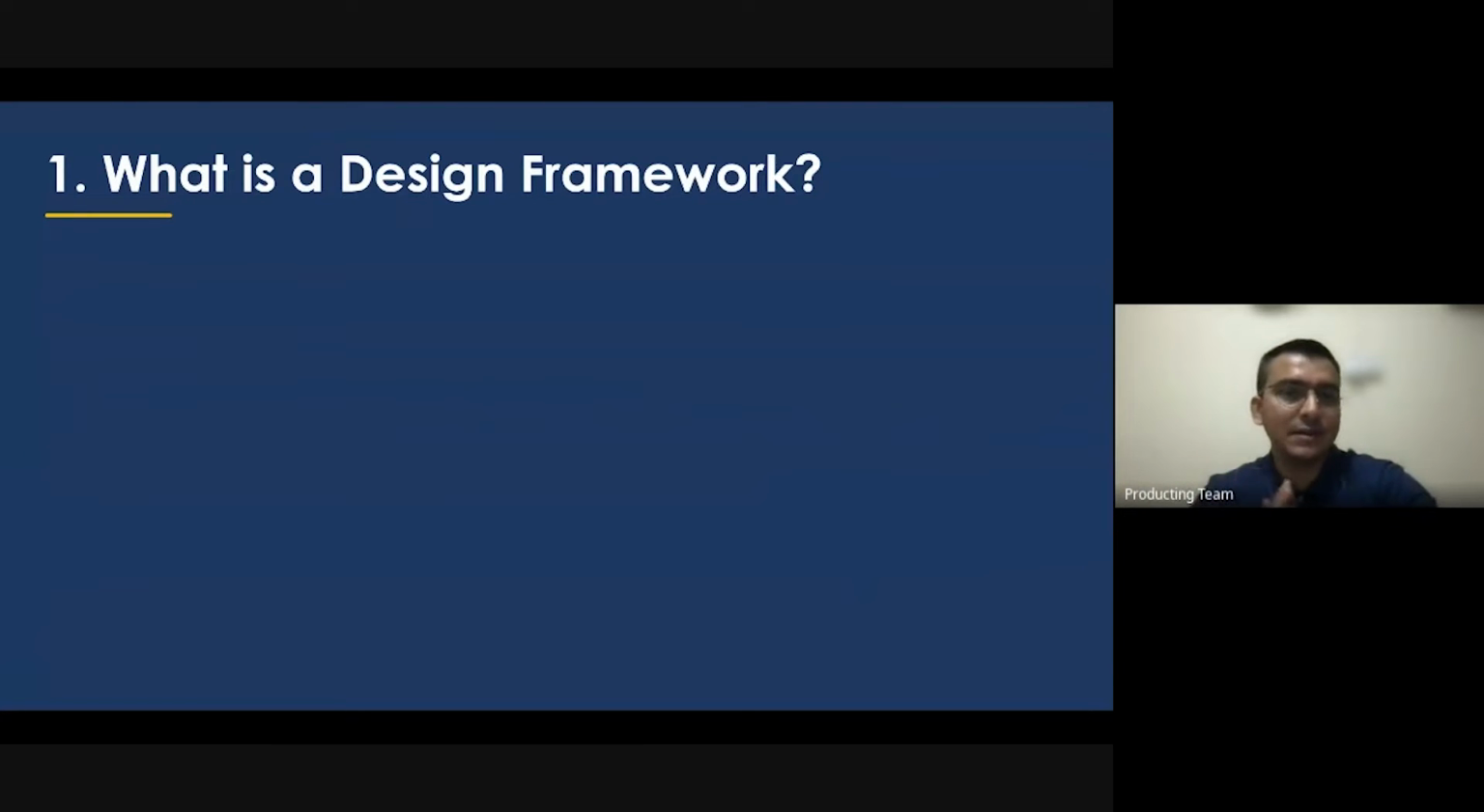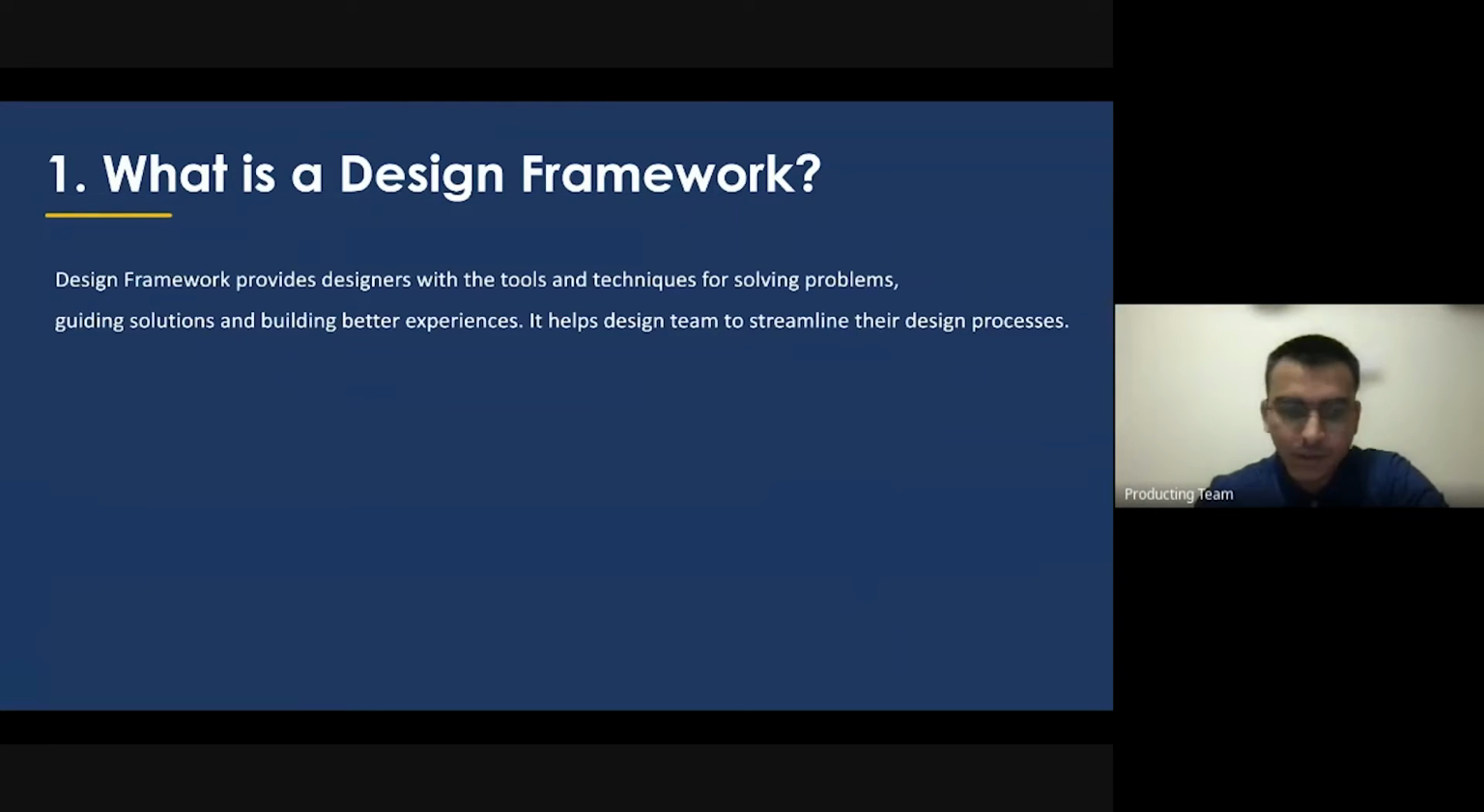Cool. So what is a design framework? What exactly is it, right? So a design framework provides designers with the tools and techniques for solving problems, guiding solutions, and building better experiences. So design frameworks provide the tools and techniques to the designers to solve those problems, right? To bring those solutions for the problem and to build better experiences. It helps design teams to streamline their design process. Okay, design frameworks help design teams to streamline their process. Okay, I'm going to talk about this point in the next slide in more detail.